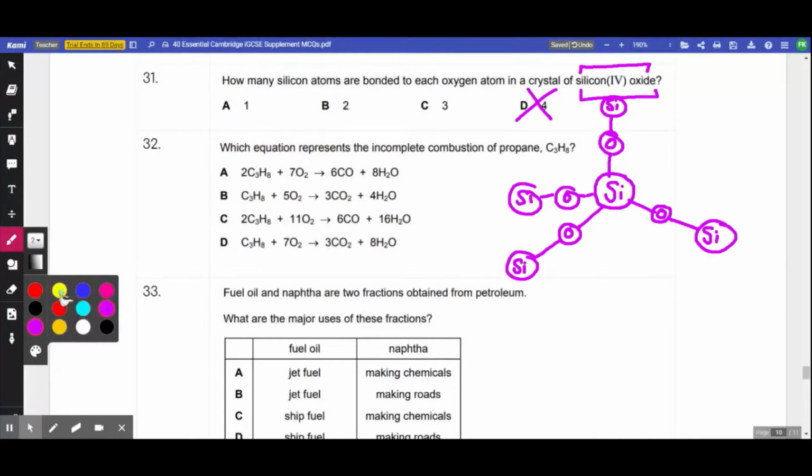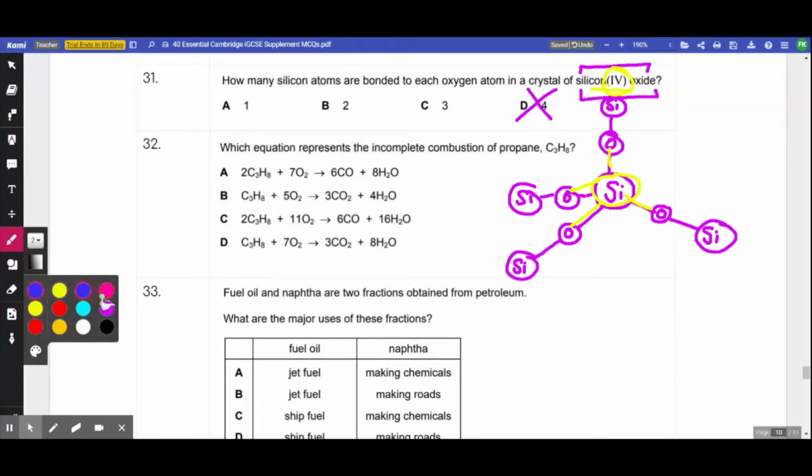Now, if you were to look at the question and think, right, okay, I've read the question, silicon atoms bonded to oxygen atoms, crystal of silicon 4 oxide, this question must be about that oxidation state, which is 4. And that is pretty much what people thought. People thought that this question was all about counting how many times silicon is bonded onto oxygen, and that would be the natural choice, 4.